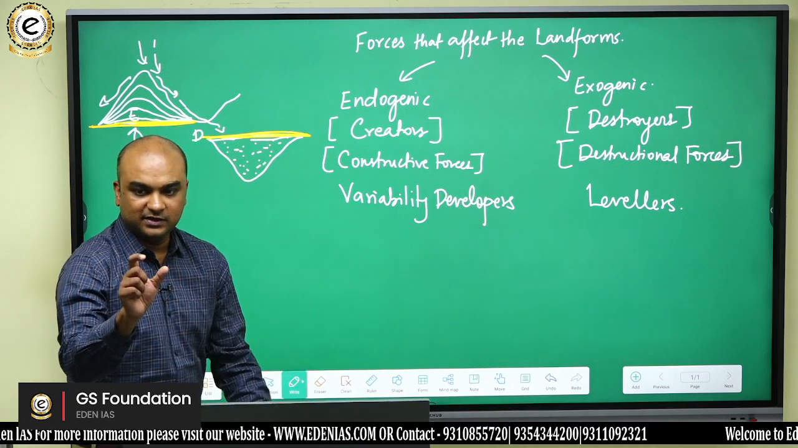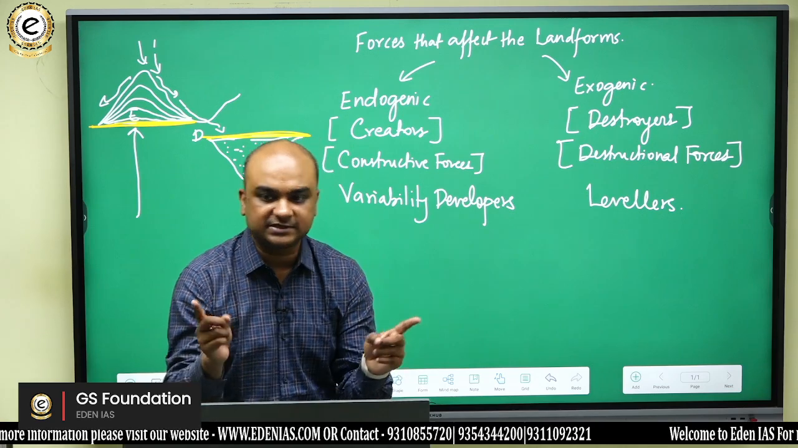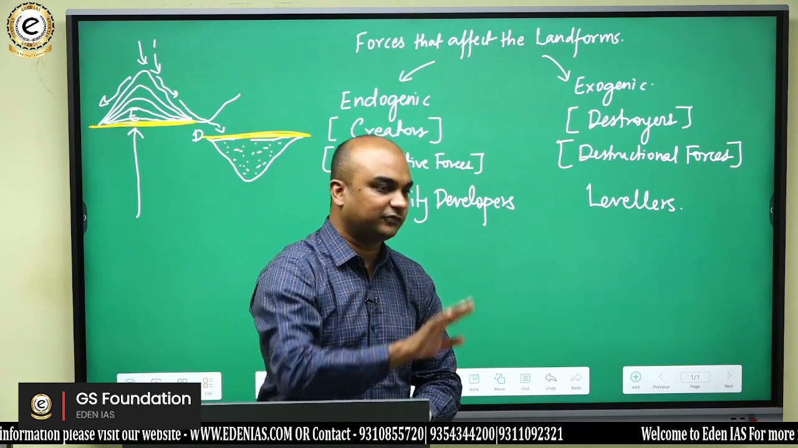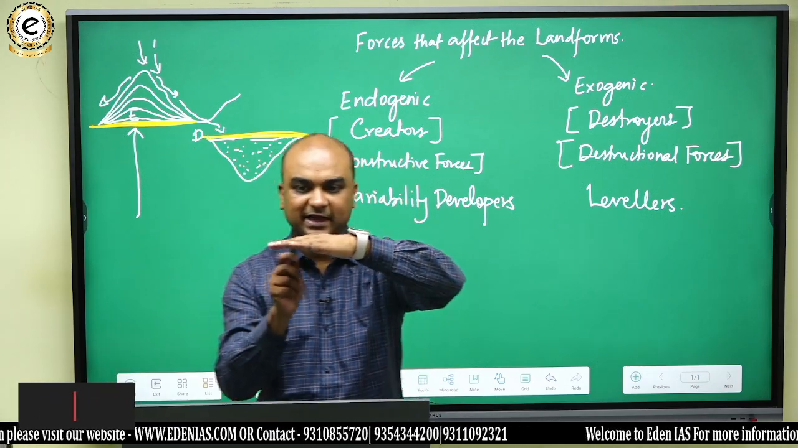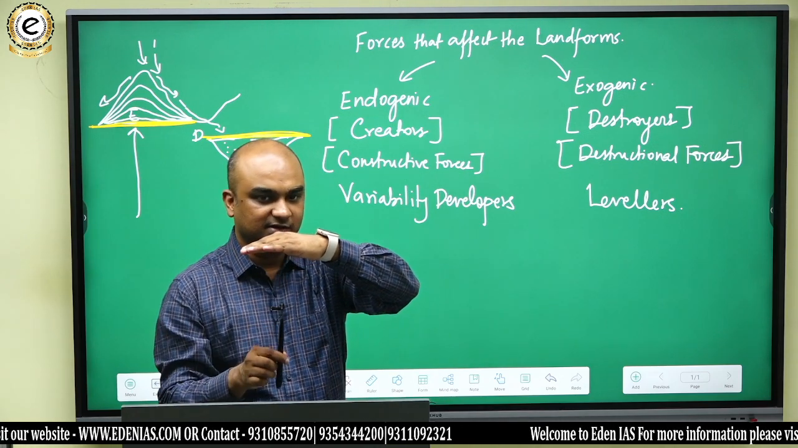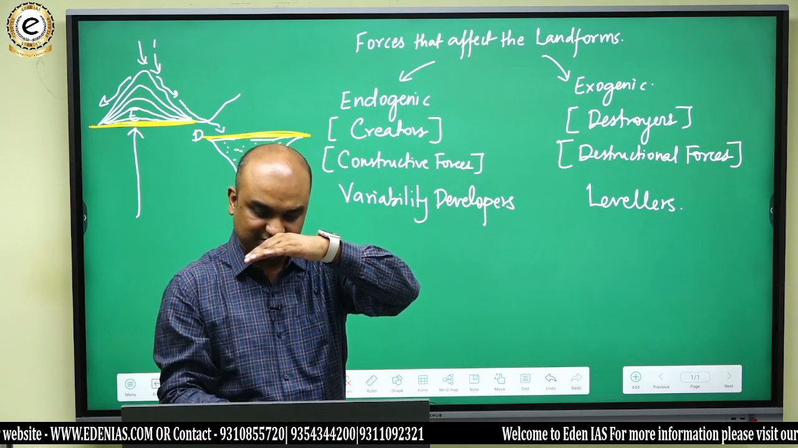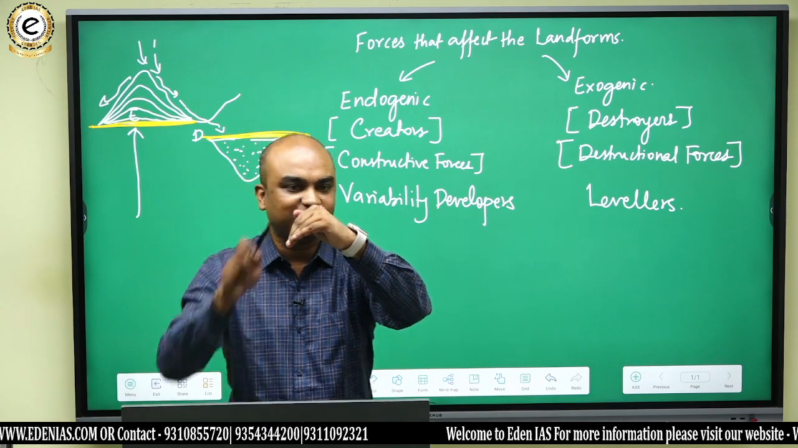Any landform is the representation or manifestation of the constant struggle that goes on between these two sets of forces. Like say for example, suppose consider my hand to be the primary condition, the initial condition. Now there are some endogenetic forces coming from Earth's interior, which are creating a landform. Can you see a landform now here?